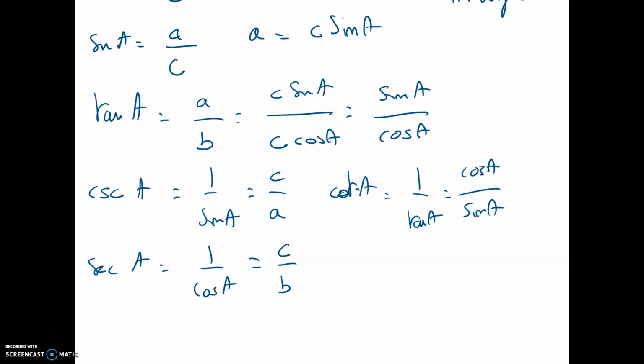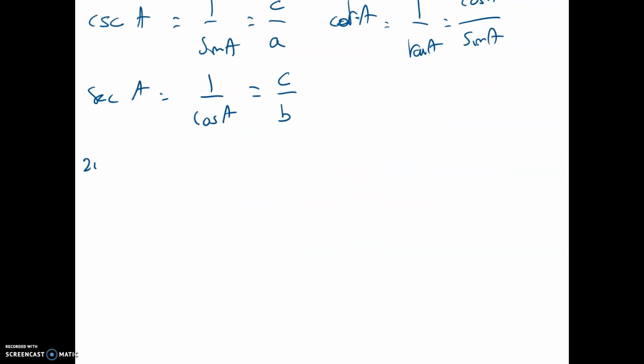Problem number 21. On my problem number 21, we're having B this time. B equals 74.18 degrees, and we know that the side B is equal to 1.849.